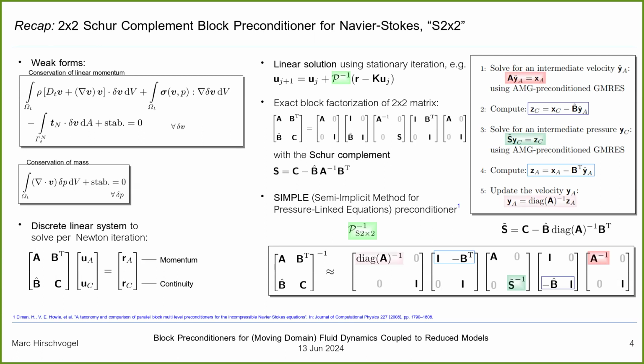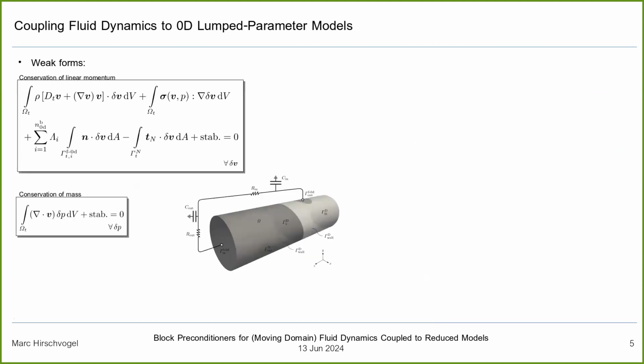Do another update, and then in the end, you can also do a diag A inverse update to get the final velocity. You could do another A solve, but this is actually not really needed. As far as I've experienced, this diag A inverse update is fully sufficient. So what if we now have these kind of reduced models?